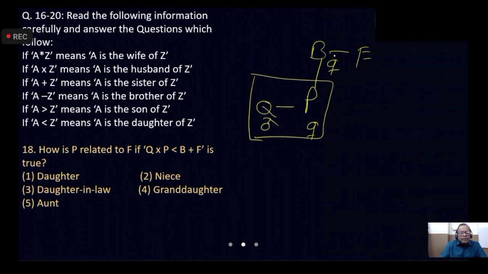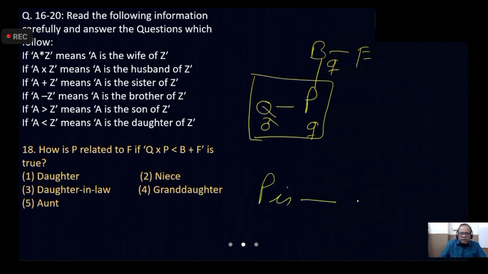Next one, B plus F. What is the meaning of plus? A plus Z means A is sister of Z. B plus F means B is sister, female, of F. So these two are not husband and wife. So B is sister of F. So same generation we are going to represent at the same level. To make ourselves clear, whenever there is a husband-wife relation, we are going to use the box. That is what you need to practice. Okay. So now you tell me how P is related to F.